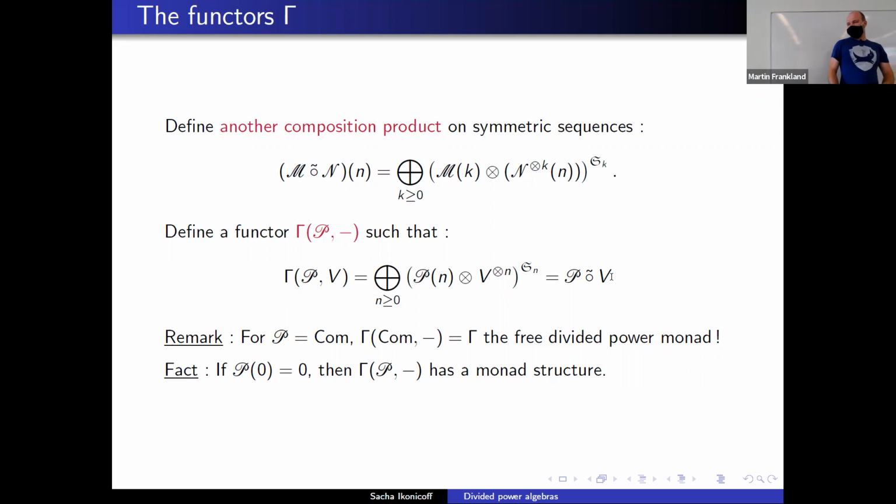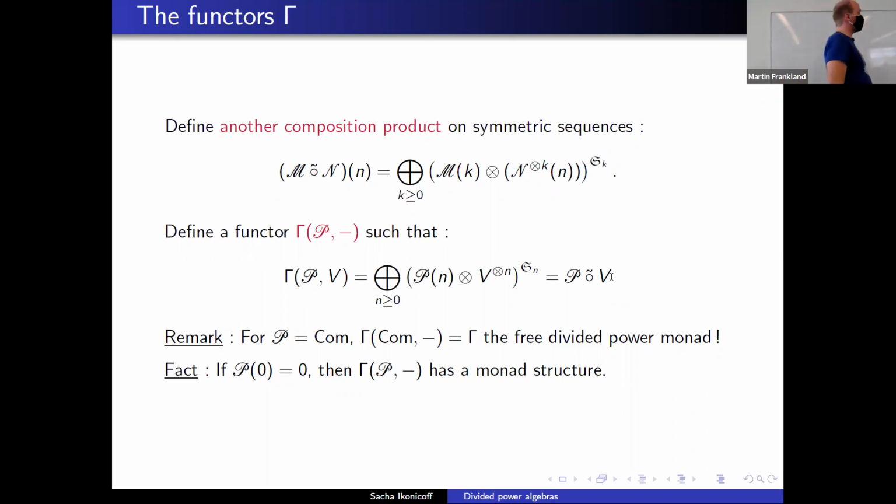The funny thing with that is that it's not always a monad structure, but it has a monad structure when the operad P doesn't have arity 0 operations. There's a problem with the associativity of this product otherwise. And another remark is that for the operad of commutative associative algebras, our gamma, with the composition that I didn't show here, is exactly the free divided power monad.